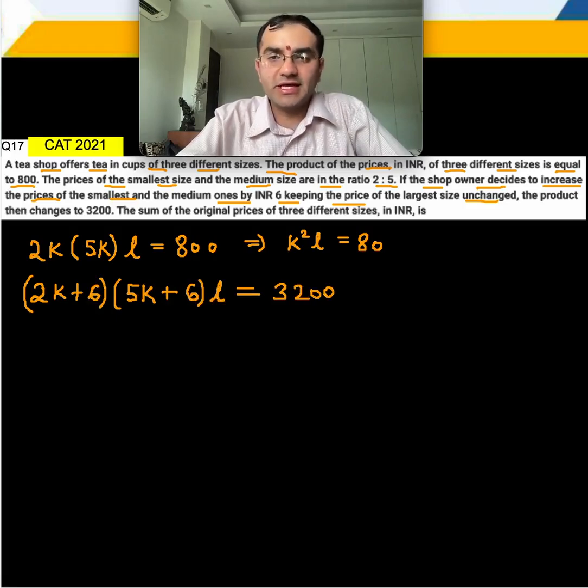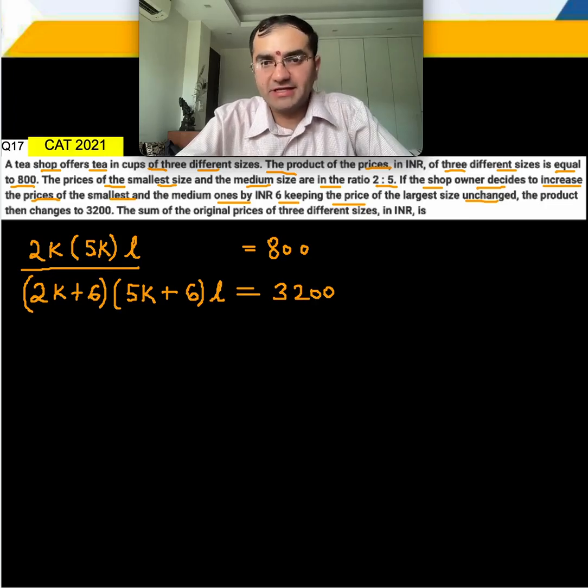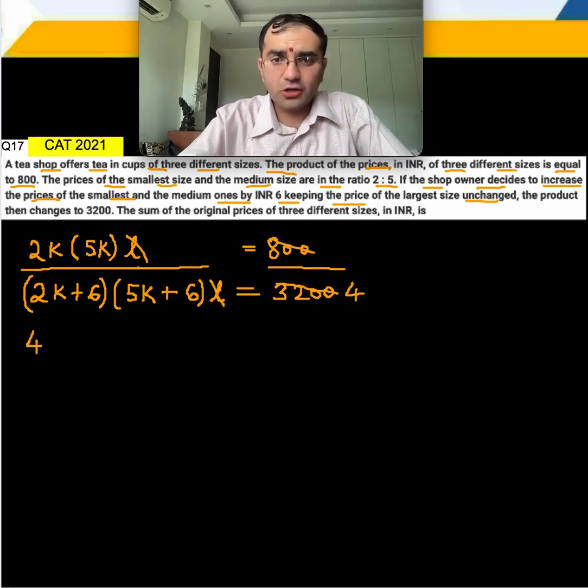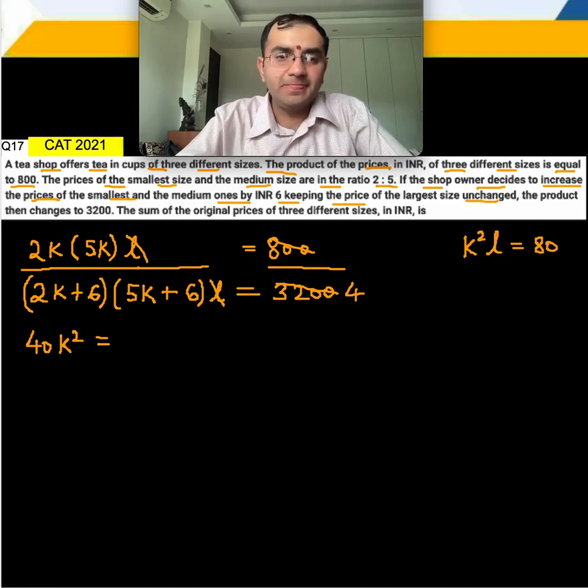These two equations can now be solved to give me k. So I'm going to just replace them and divide them. By dividing, L will get cancelled and the 800 becomes 4 times. Cross multiply. 4 into 25 is 100k square is equal to 2 into 5. We had k square L as 80.